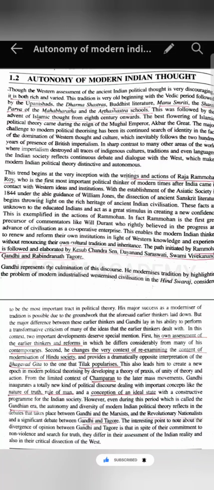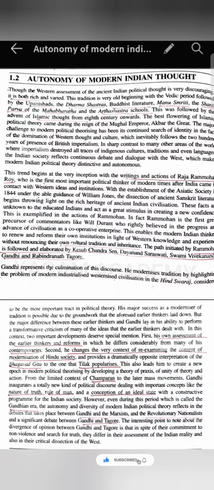Gandhi inaugurates a totally new kind of political discourse dealing with important concepts like the nature of truth, the role of man, and a conception of an ideal state with a constructive program for Indian society. However, even during this period, which is called the Gandhian era, the autonomy and diversity of modern Indian political theory is reflected in the debate between Gandhi and the Marxists and the revolutionary nationalists, and a significant debate between Gandhi and Tagore.